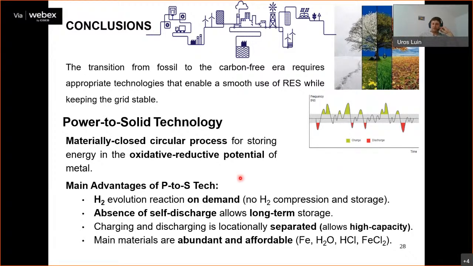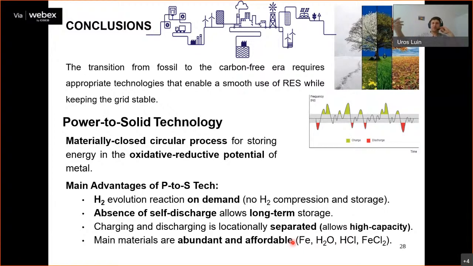So the main advantages of this technology are that we are not storing hydrogen gas, but we have stored material, so solid material. And when we need hydrogen, we trigger the reaction and we produce hydrogen on demand. And while the materials are stored, we have no self-discharge. This allows long-term storage. And since the charging and discharging unit is locationally separated, we can make it high capacity. Basically, our energy capacity is dependent only on our storage room.